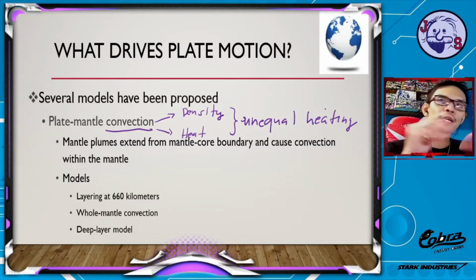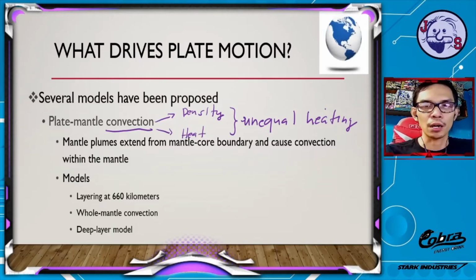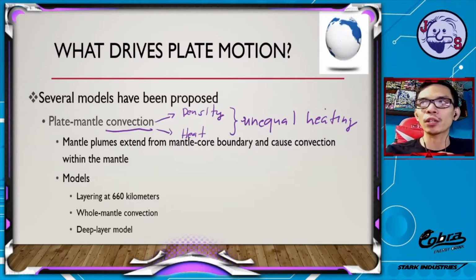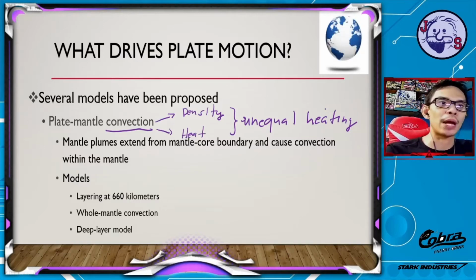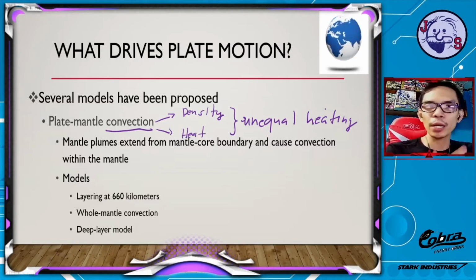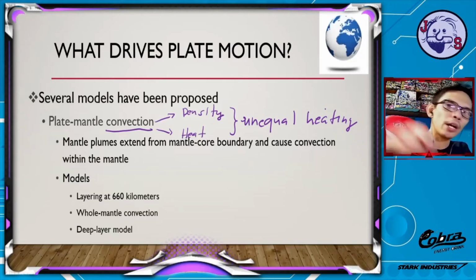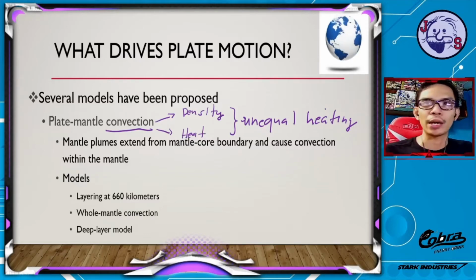According to some geologists, these mantle plumes are extensions of the mantle-core boundary, and they cause or trigger the convection process in the whole mantle. So the mantle plumes are part of this process. Now, there are several models that we will discuss later.